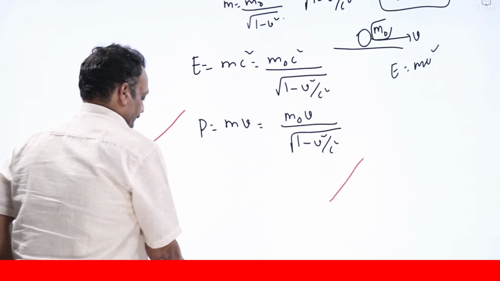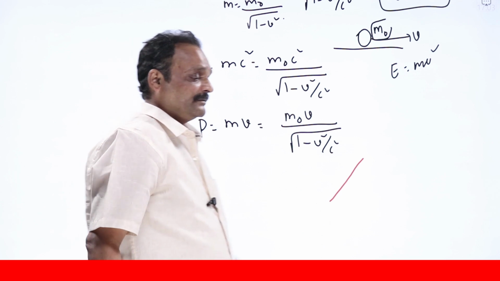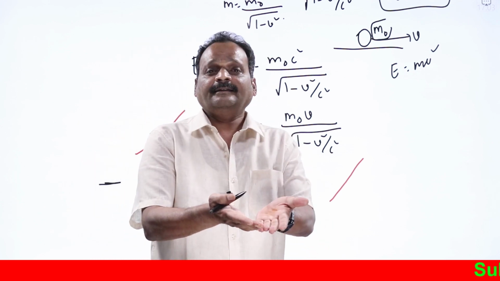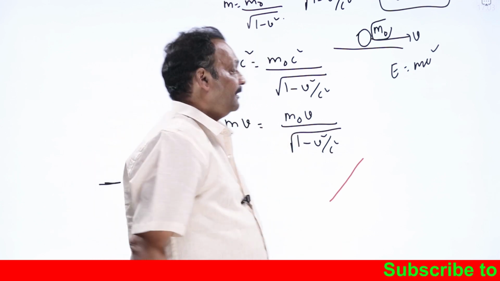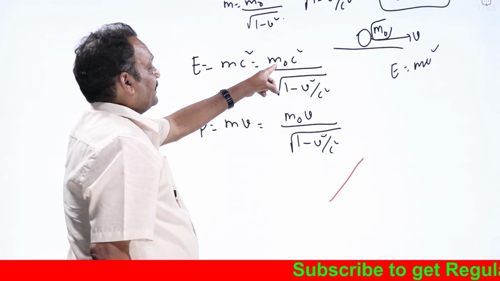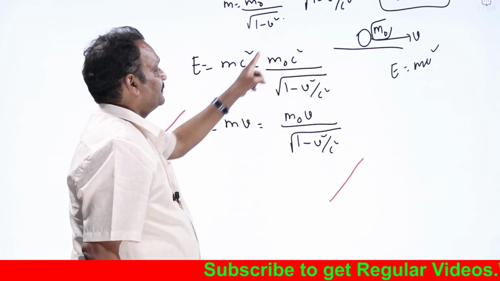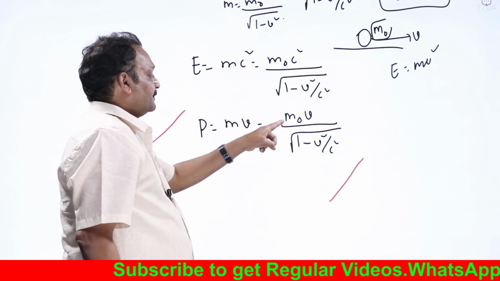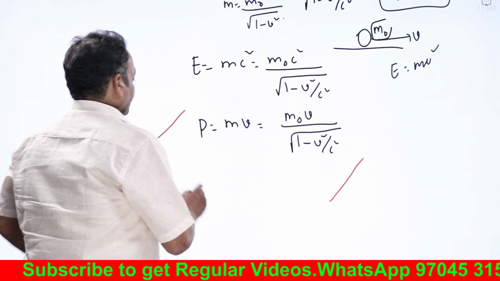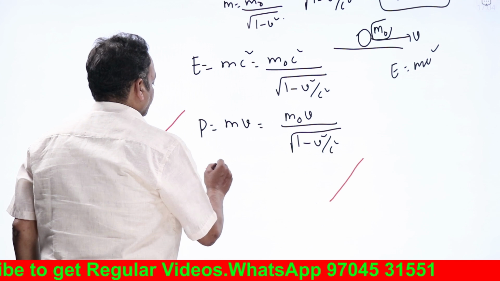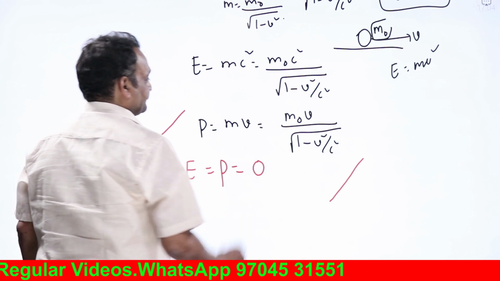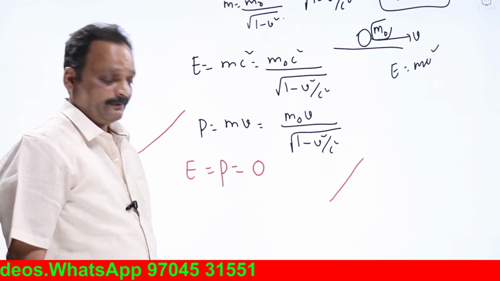Rest mass is 0. There are some particles in the universe with zero rest mass. Best example is the photon only. Rest mass of photon is 0. What happens if rest mass of the particle is 0? m₀ equal to 0 means this whole thing becomes 0. Similarly momentum also equal to 0. That is, energy of the particle is 0, momentum of the particle is also 0.